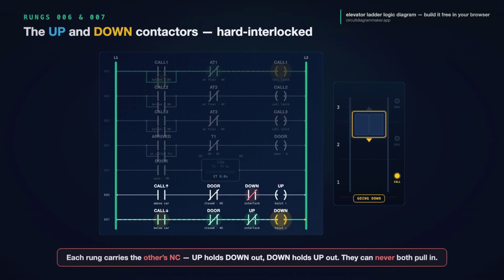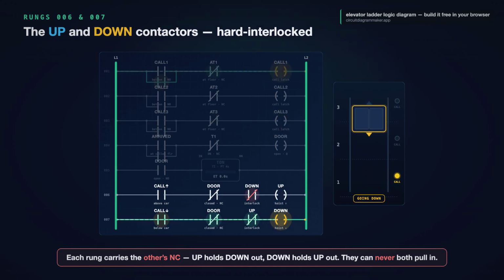The up rung carries down's normally closed. The down rung carries up's. Whichever pulls in first, its normally closed contact opens and blocks the other from ever energizing. Up holds down out, down holds up out. They can never both be on.